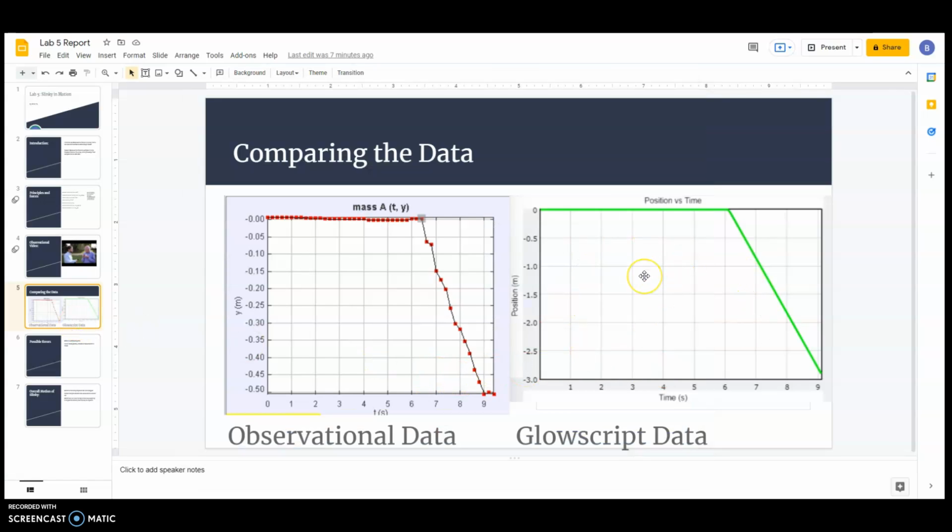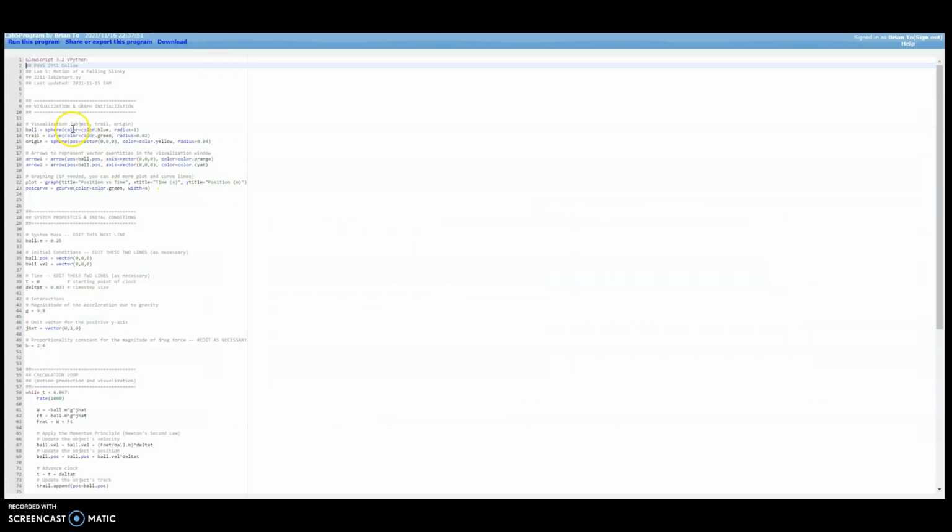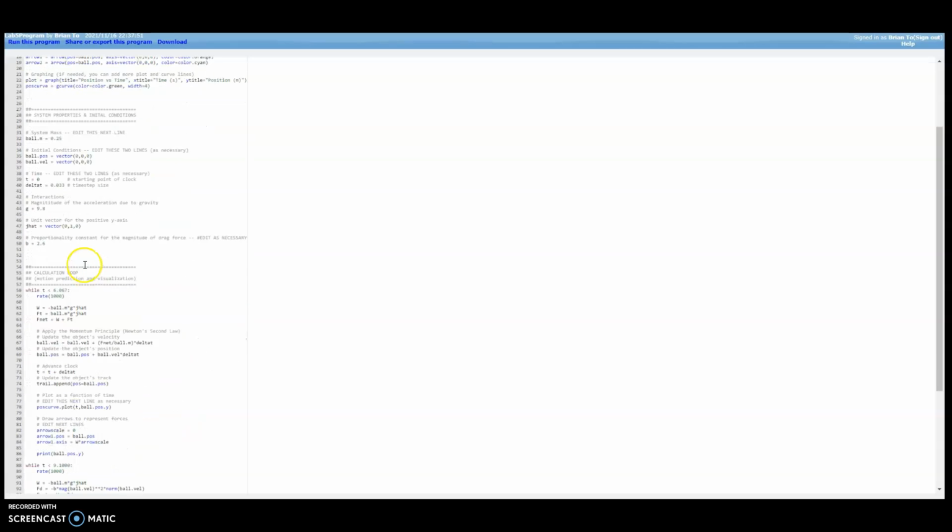And on the right is GlowScript data, which is sourced from a model we created using GlowScript. And the code for that is as follows. These are some of the initial conditions of the system and model.